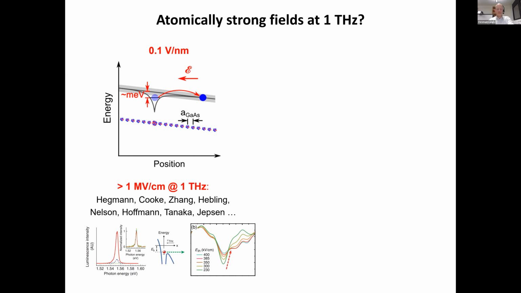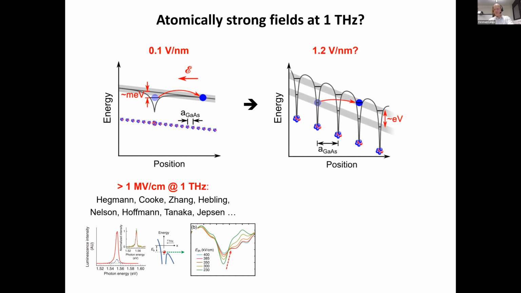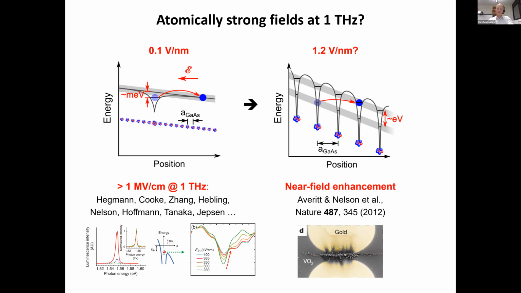That's been investigated by various groups who perform strong field experiments, Hickman's group, Cook's group, Zhang, Hebling, Keith Nelson's group, and many more. The idea here was to increase the field amplitude using metamaterial to at least 10-fold. 1.2 volts per nanometer, for example, would align the valence band of gallium arsenide with the conduction band over as little as just 2 unit cells. So that should drive strong tunneling currents in the material on a very small spatial scale.